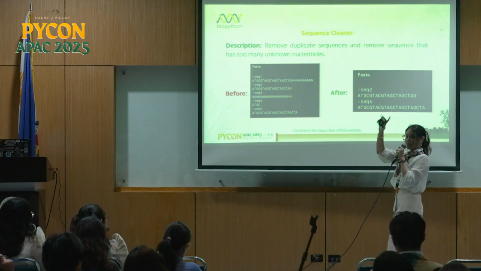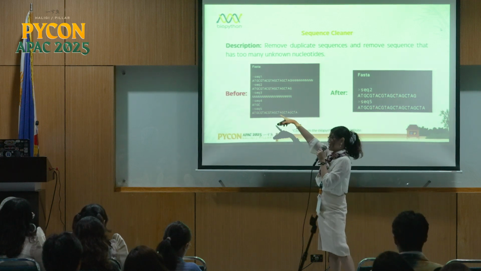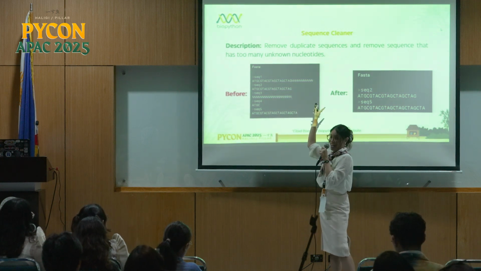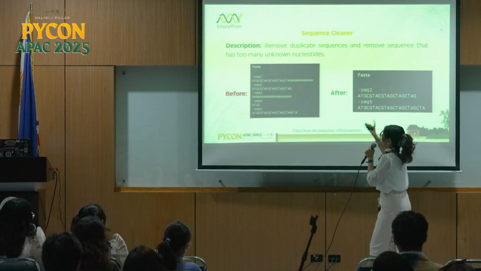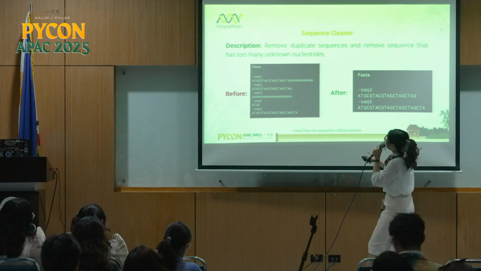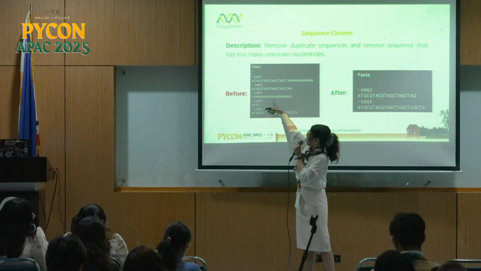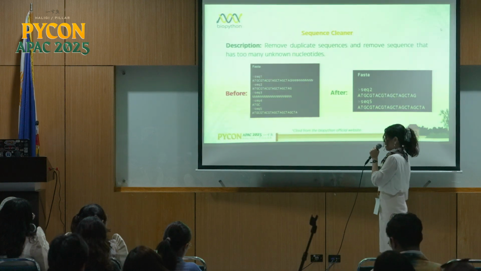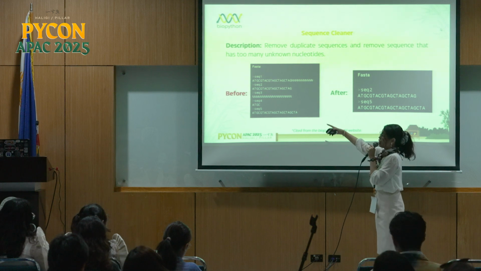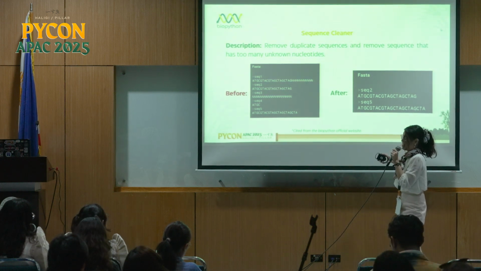it has two parts. The header, here, as you can see, we have the greater than symbol here. That is the header, and also the sequence itself, no? And with this script, the goal is to remove the duplicate sequences and also the unknown nucleotides, those letter Ns over there. And as you can see here from before and after, it is reduced to two sequences already, okay?